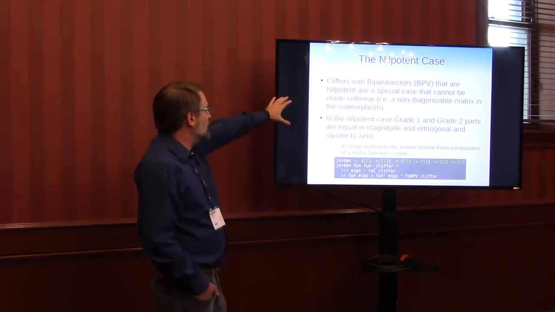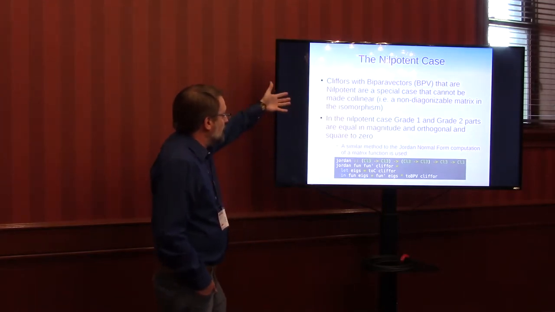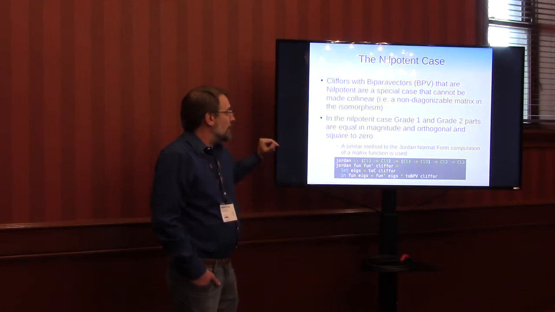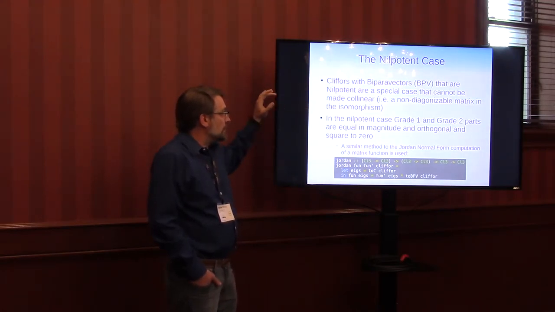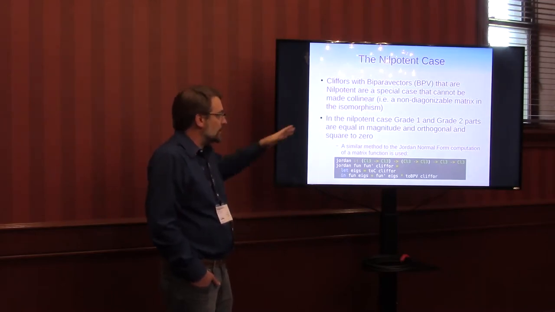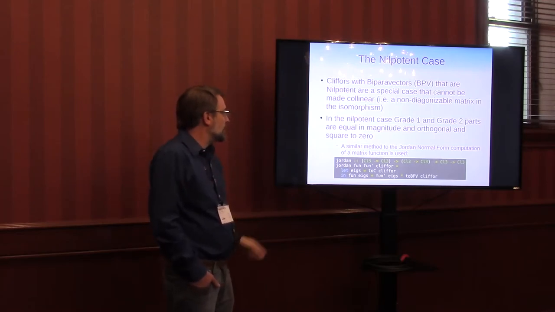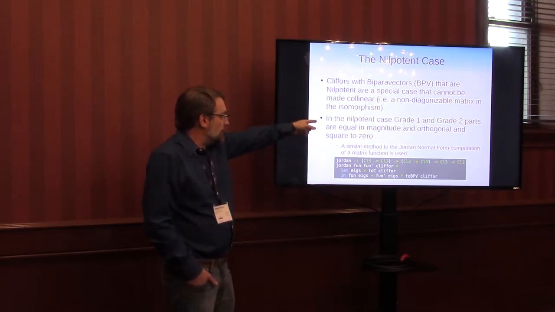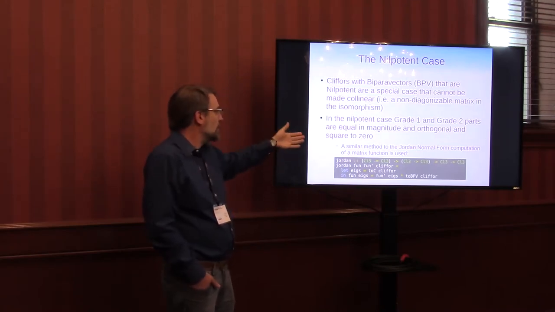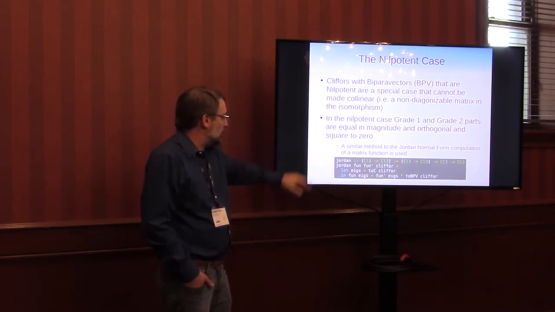So for the nilpotent case, a nilpotent is a Clifford with a biparavector that cannot be made collinear. And it would be sort of equivalent to a non-diagonalizable matrix in isomorphism. Nilpotent paravectors have grade 1 and grade 2 parts that are equal in magnitude and orthogonal, and they square to 0.